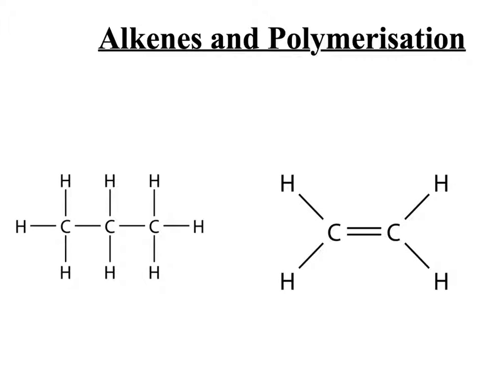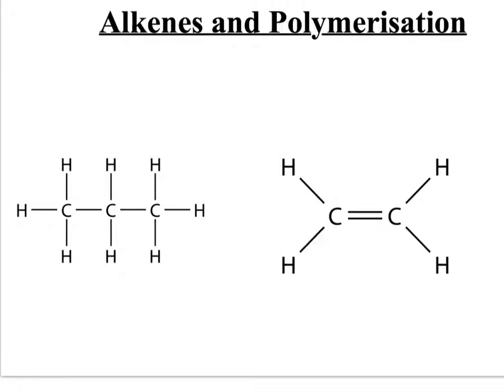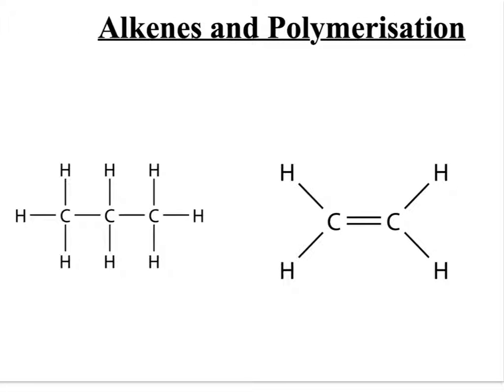This is a revision video for Chemistry 1, Alkenes and Polymerisation. Both alkanes and alkenes are types of hydrocarbons, but there are differences between them. This is an alkane, and this is an alkene. The alkanes only have single bonds, and the alkenes have the presence of a double bond.